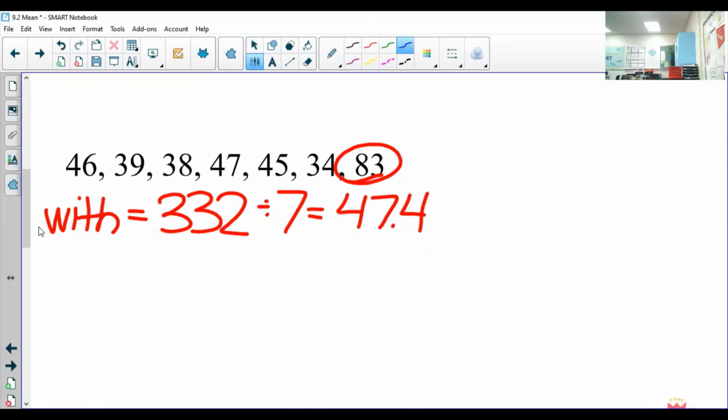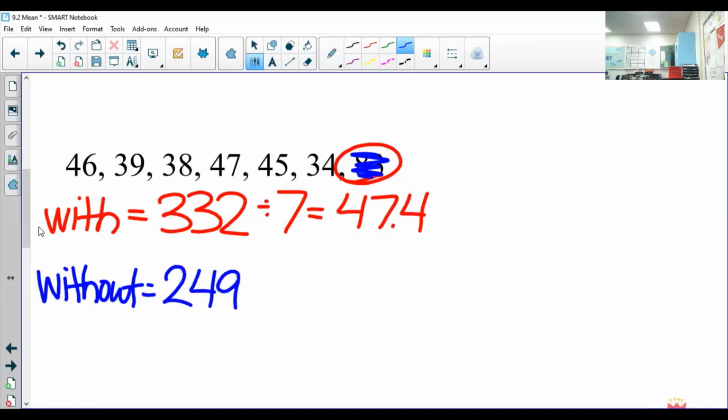Now I'm going to do it without. Find the average, but this time don't use the 83. So we're just going to add together the rest of the numbers. And when you add those up, you get 249. And we have to divide that by 6 this time. We get 41.5.